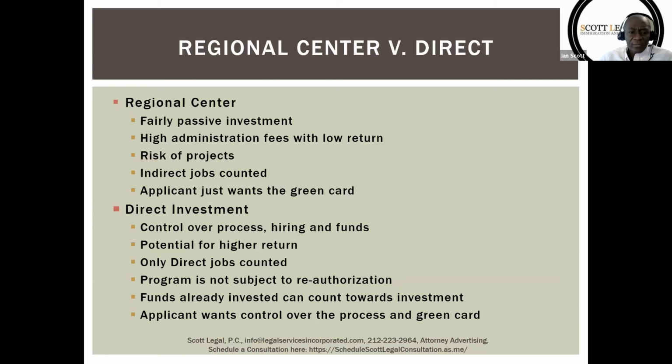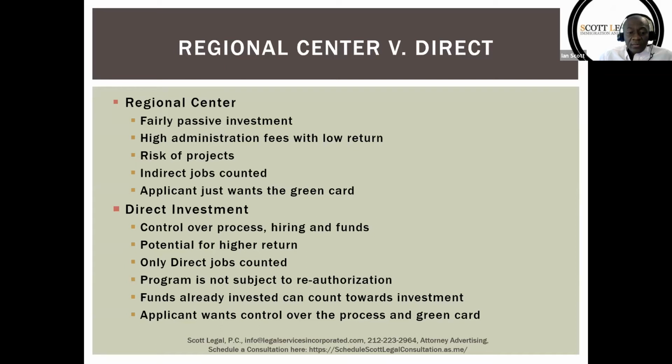In contrast, with direct investment, the individual wants control over the process, hiring, etc. Only direct jobs are counted, but you have the ability to get an unlimited return, really, right? Because it's your business, your return is going to be whatever profit the business generates.